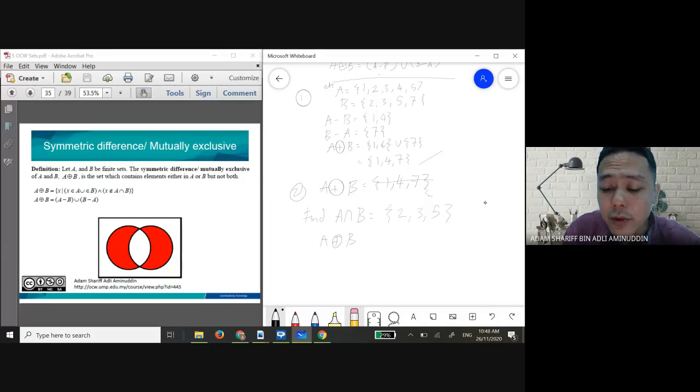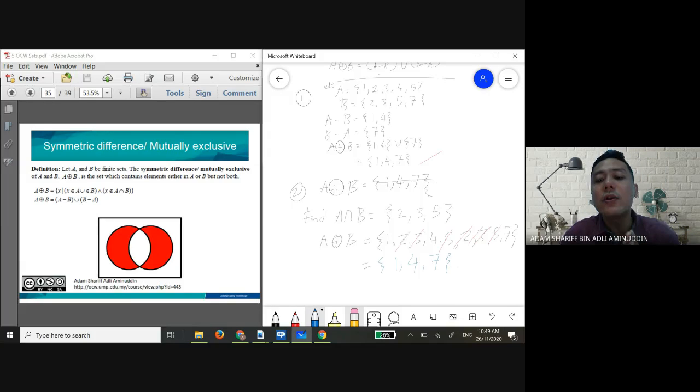So A symmetric difference B, I said to them, write both A and B: 1, 2, 3, 4, 5, 2, 3, 5, 7. And then by using A intersect B as your reference, cancel it. Cancel it, and they are left with 1, 4, 7. You don't need to do both ways. Saya offer kaedah lain sebab ada setengah student dia tak nampak.